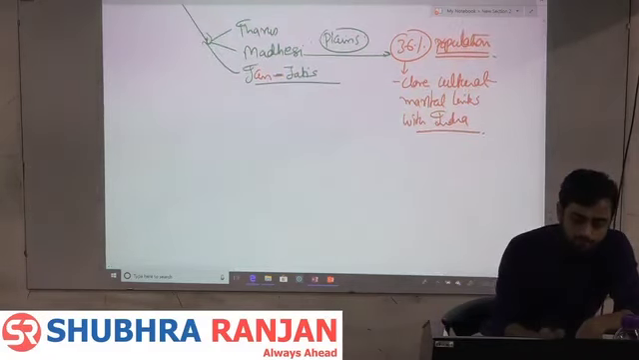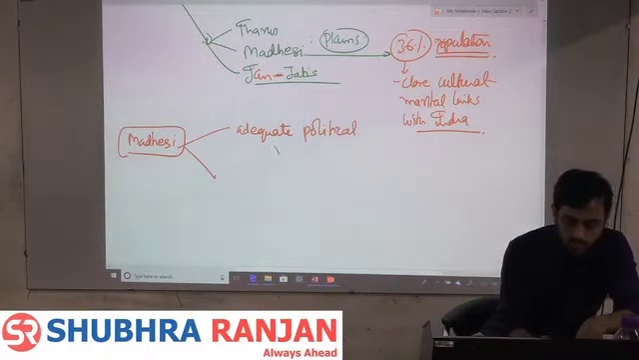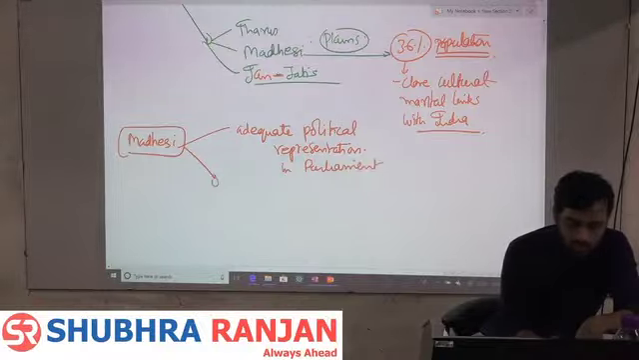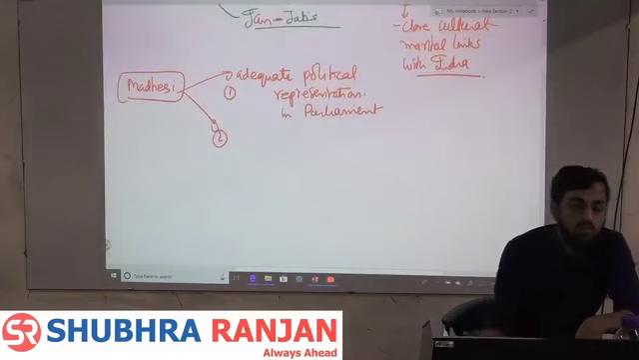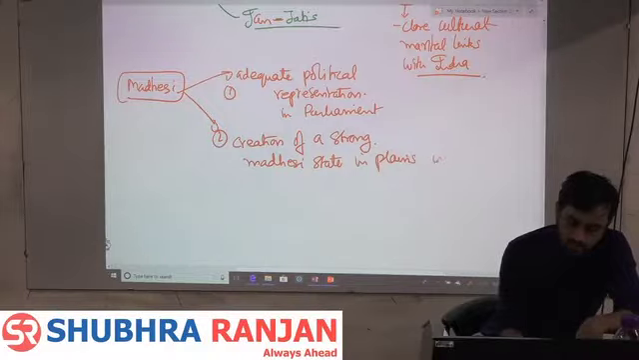Now, the Madhesis wanted what? The Madhesi population wanted adequate political representation in the parliament, and they also wanted the creation of a strong single unified Madhesi state in the plains in an east-west fashion.